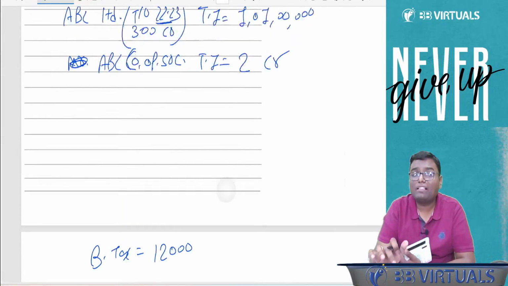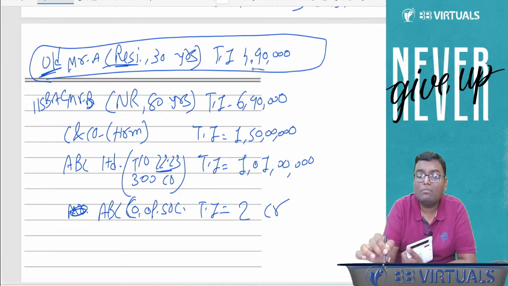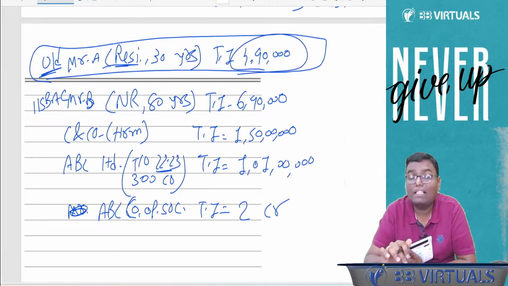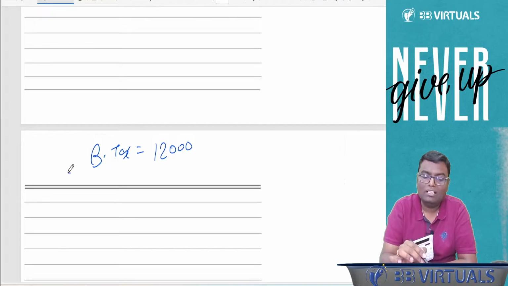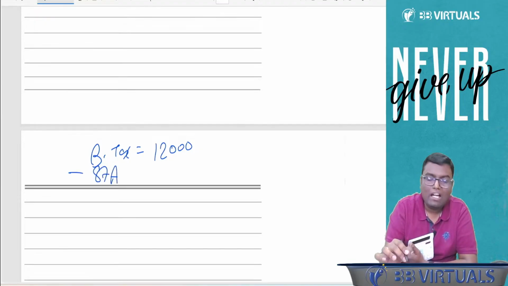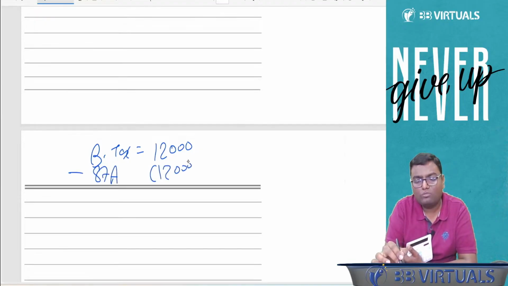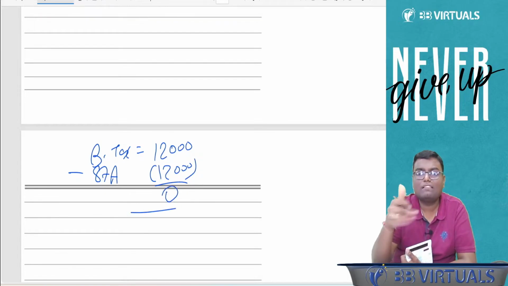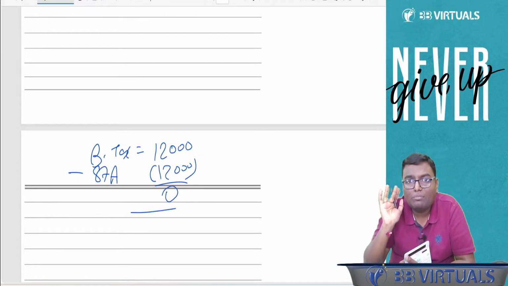But can I say I am a resident individual, my total income is less than or equal to 5 lakh? Then what will I get? Rebate under section 87A. How much rebate will I get? Full 12,000 rupees. So what will be my tax payable? Zero. Understanding up to now?